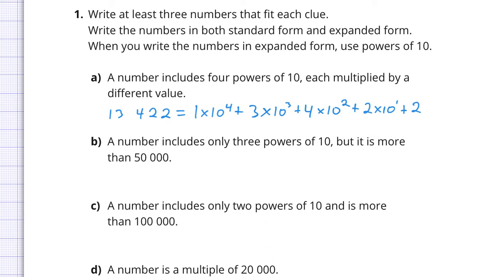Why don't we do 304,012? Yeah, that'll do. Because now I've only got 3 powers of 10. This is going to require a power of 10. This is going to require a power of 10. And this is going to require a power of 10. The ones does not require a power of 10, but it is more than 50,000, right?